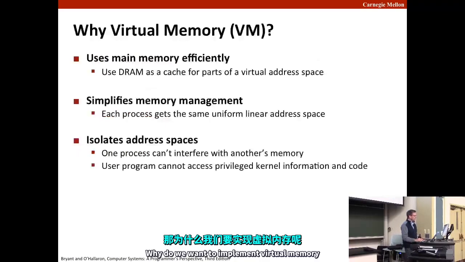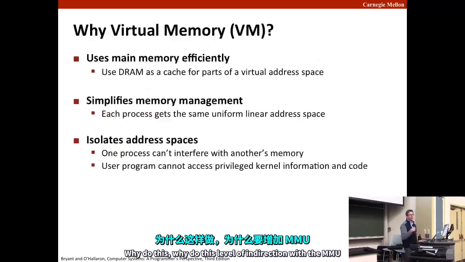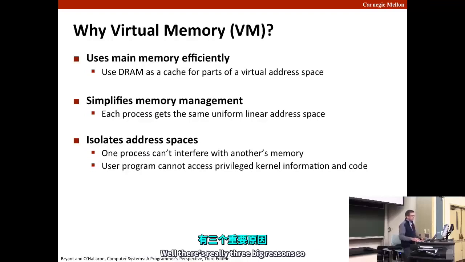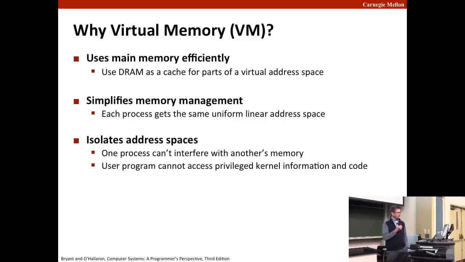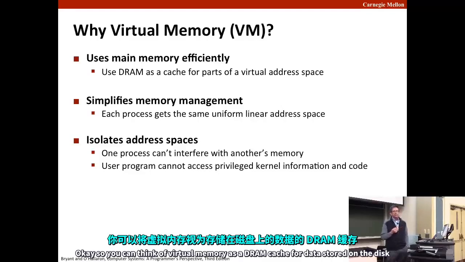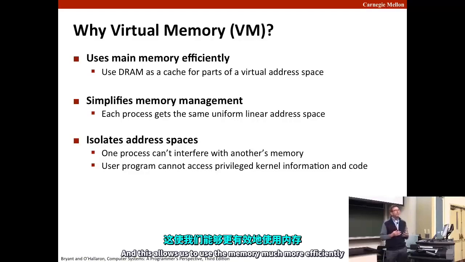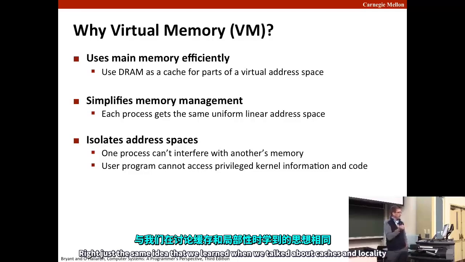Now, why do we want to implement virtual memory? Why do this level of indirection with the MMU? Well, there's really three big reasons. The first is that virtual memory uses the DRAM as a cache for the actual data stored on disk. So you can think of virtual memory as a DRAM cache for data stored on the disk. And this allows us to use the memory much more efficiently because we only need to cache items that are frequently used. It's just the same idea that we learned when we talked about caches and locality.